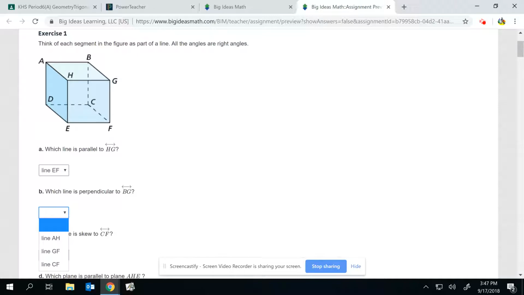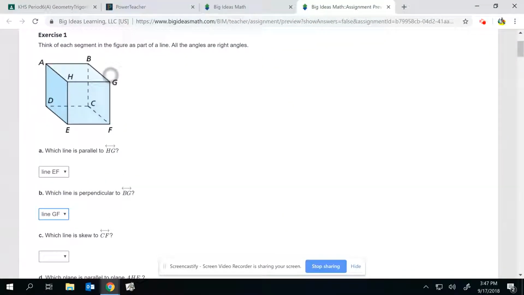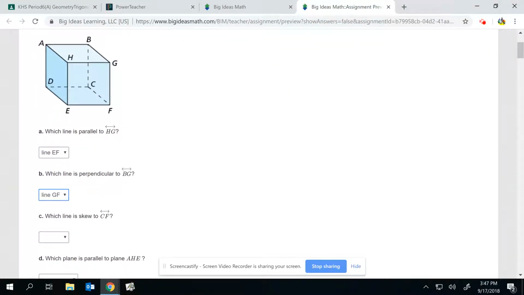BG is going to have a G in common. It's going to have somewhere where it intersects. So point G. So here's B to G right here. And then G to F is going to be this line right in here. You can't really see, but I'm trying to show you. And they're going to touch and make a right angle. They have point G in common.